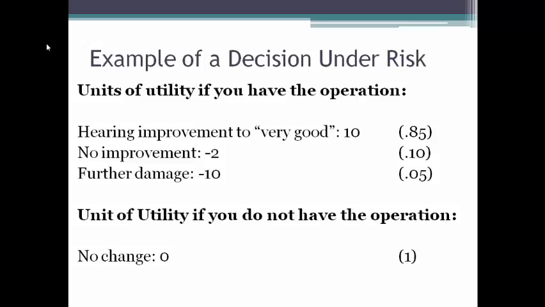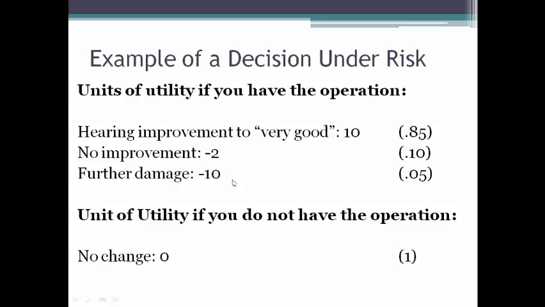Okay, so here's one way you could assign values. Let's say you're pretty interested in your hearing being improved to very good in this ear, so you go ahead and assign 10 units of utility to that option. This over here indicates the probability. This is just a reminder for us of what the probabilities are along with the utility. Let's say if you decide to have the operation and it results in no improvement, you give that a utility of negative 2. Why negative 2 and not 0? Well, you went through the hassle of having an operation and it didn't do anything for you. So negative 2. And there's a 0.1 chance of that.